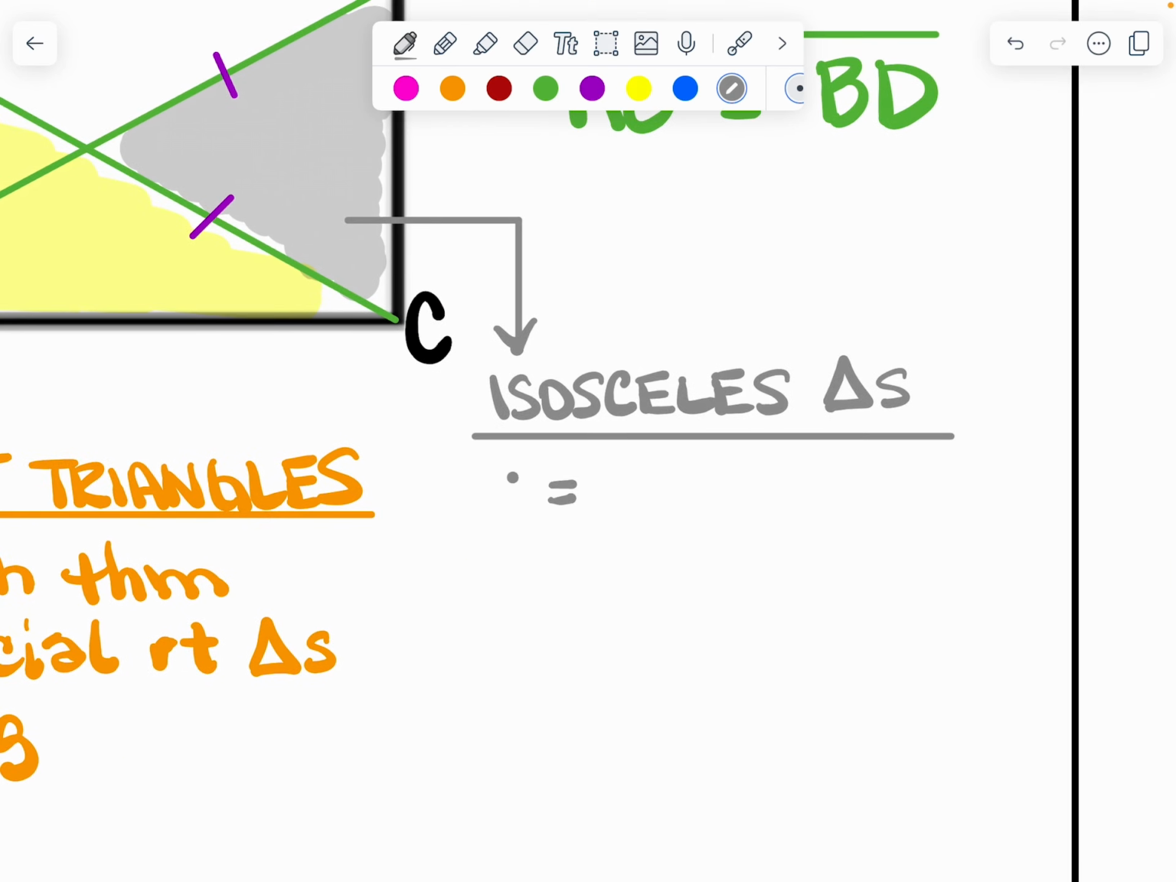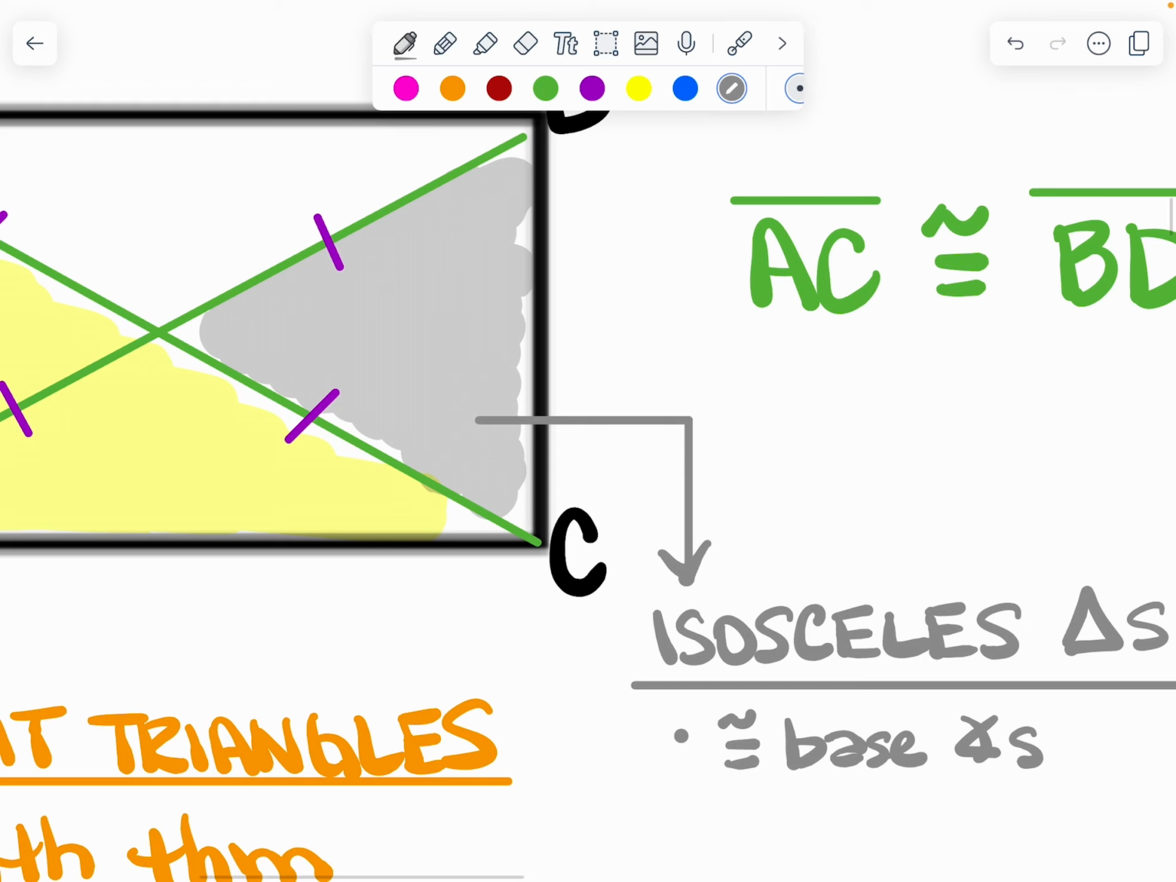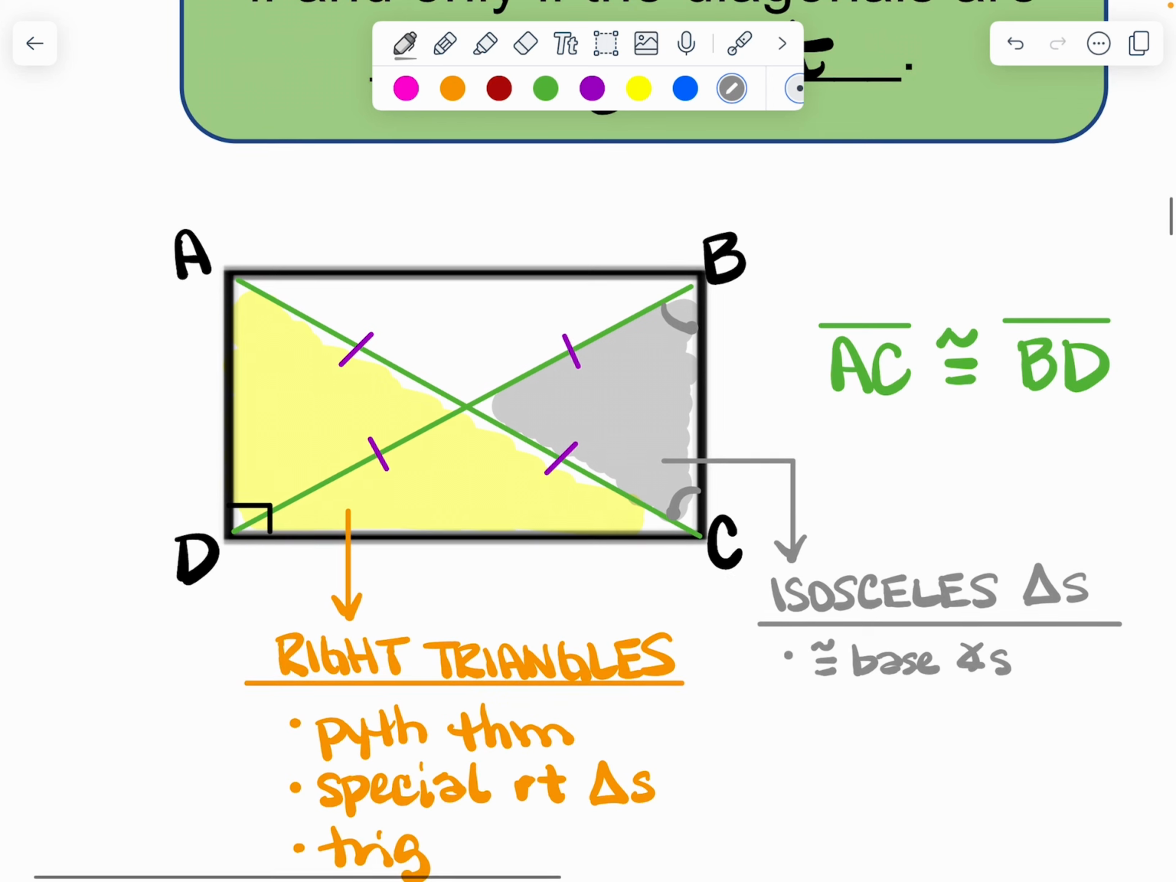And so don't forget, what's the main thing we know about isosceles triangles? They have congruent base angles, right? The good old base angles theorem. So I'm going to draw that in my picture. I know this angle is congruent to this one, which of course means this base angle is congruent to this one, because those are isosceles triangles.